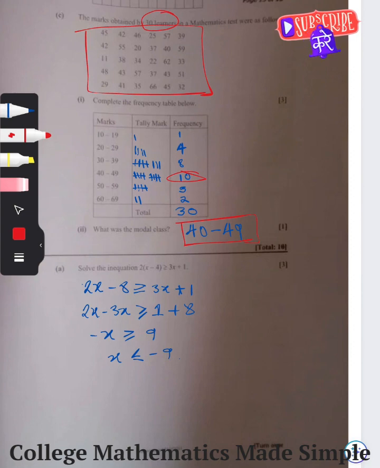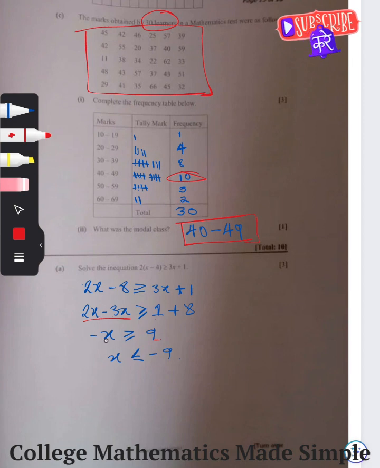The next question, we are going to solve this inequality. The first thing is to expand the left hand side. So this is 2x minus 8 is greater than 3x plus 1. Okay, like terms together. So I subtract throughout by 3x. So this is 2x minus 3x. I add 8 both sides. So this is 1 plus 8, and then this is a 0, right? So 1 plus 8 is 9.